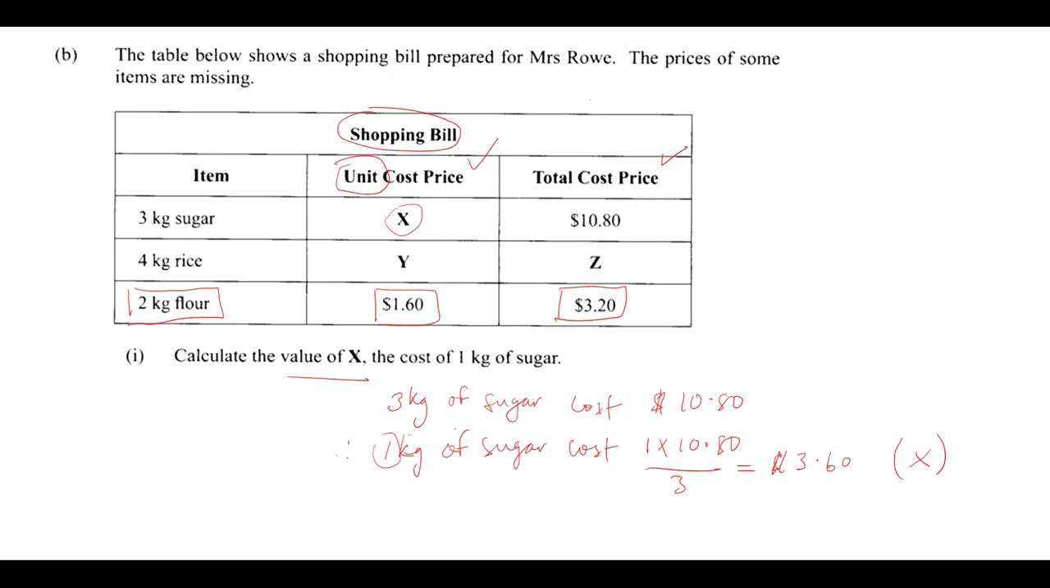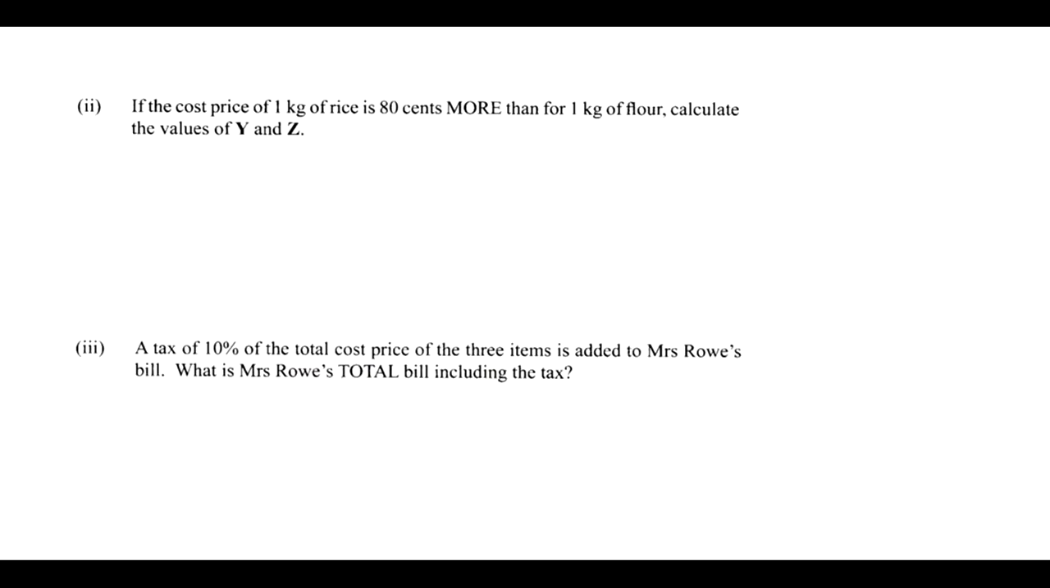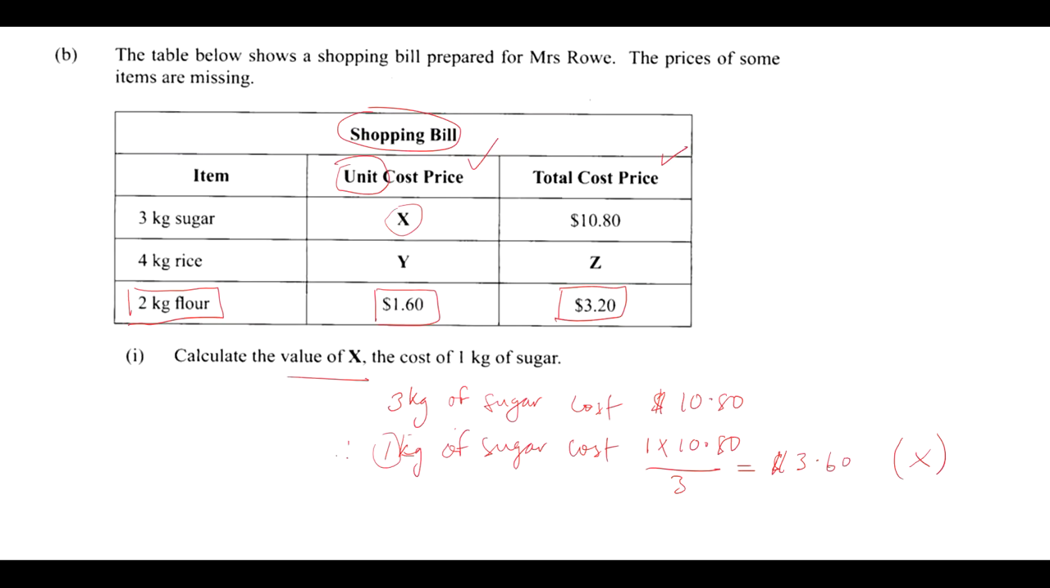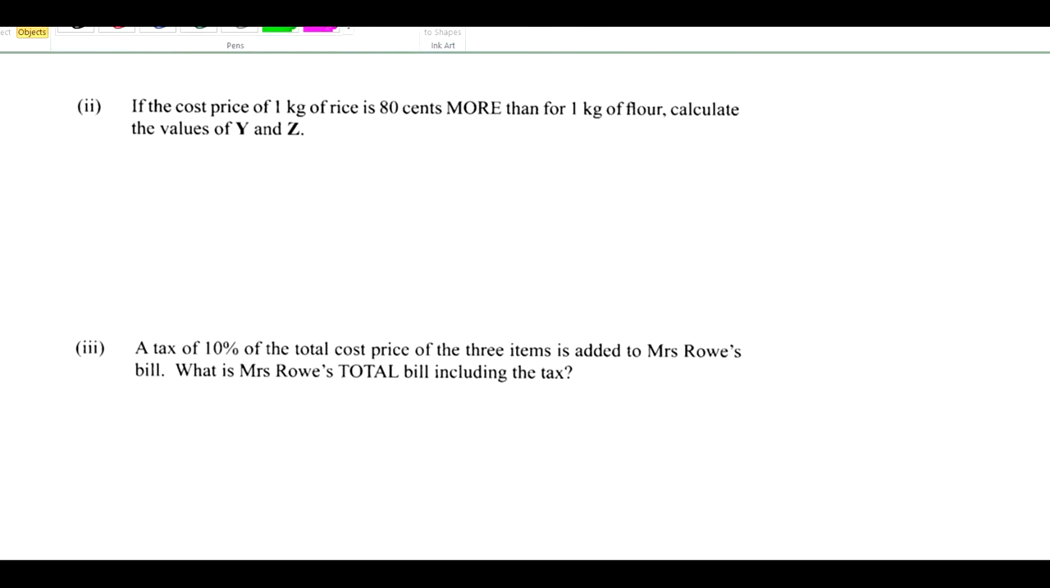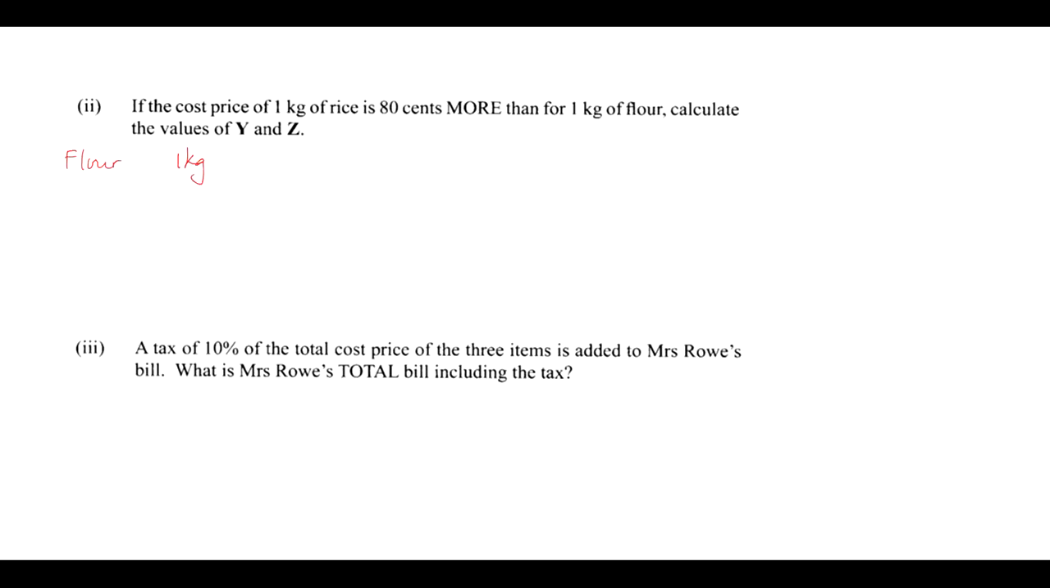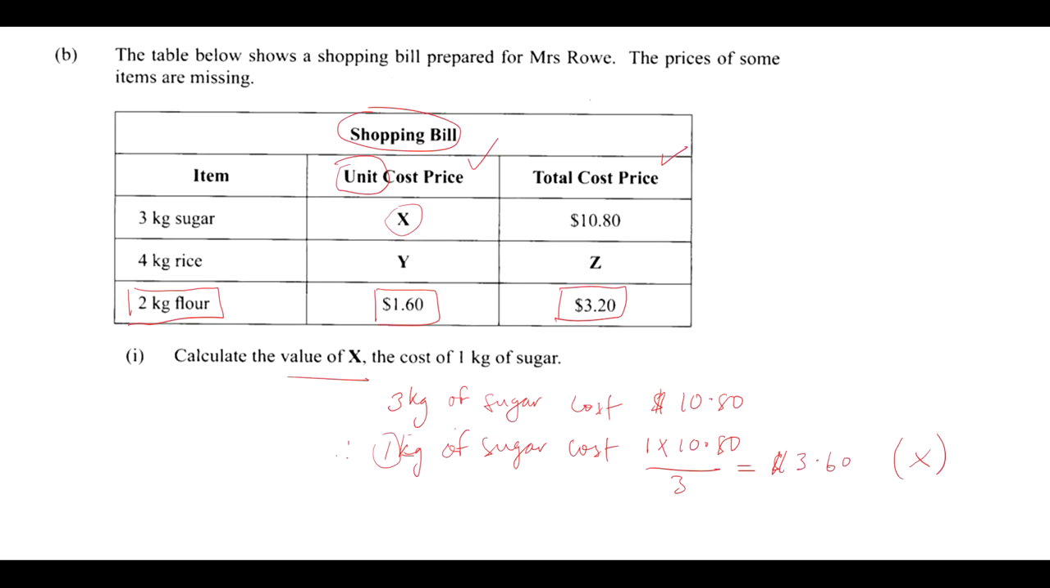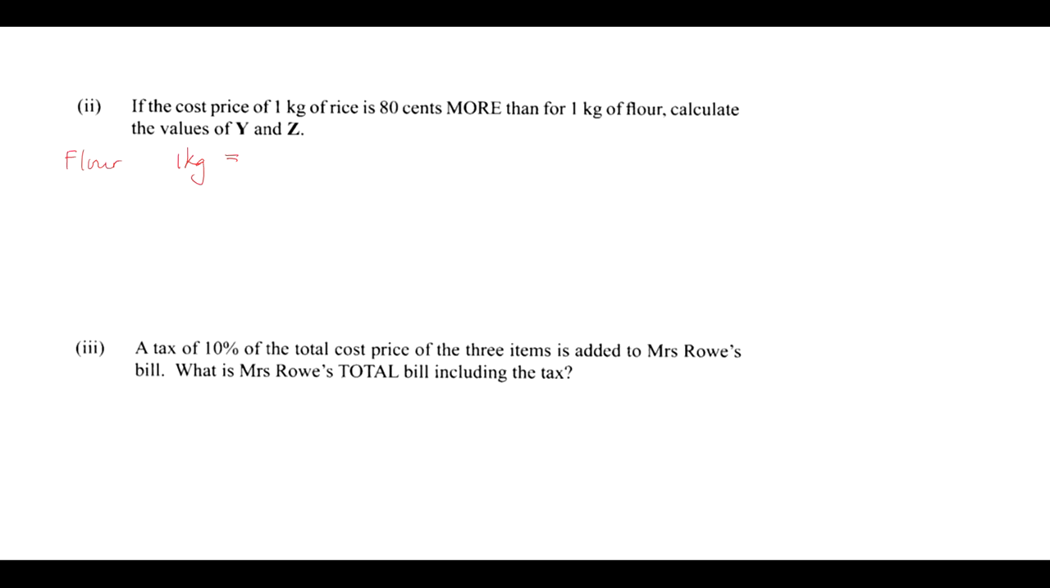Right? Let's look at part 2. It said if the cost price of 1 kilogram of rice is 80 cents more than the price of 1 kilogram of sugar, so what is the price of 1 kilogram of flour? Let's go back one step here, right? So 1 kilogram of flour costs $1.60, right? Say 1 kilogram costs 160, yeah, costs us $1.60.